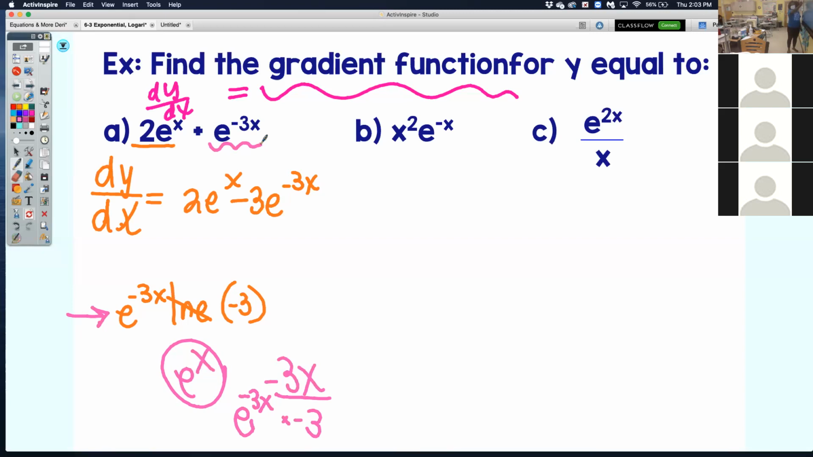So when you write the answer for it, it would just be negative 3 times e to the negative 3x. Yep. Because this is a constant that's being multiplied to this function, so those usually go in the front.